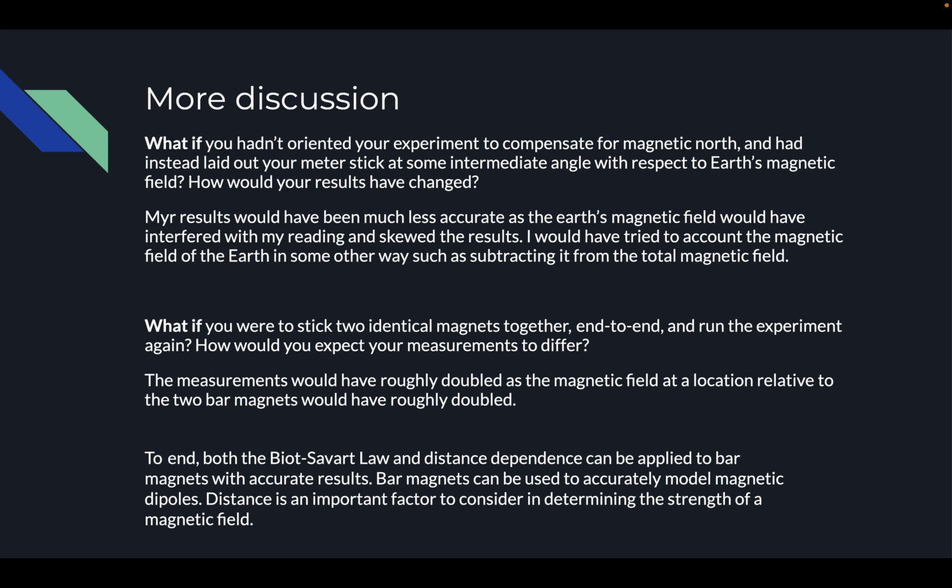Also, what if I were to stick two identical magnets together end to end and run the experiment again? I believe that the measurements would have roughly doubled, as the magnetic field at a location relative to the two bar magnets would have roughly doubled.